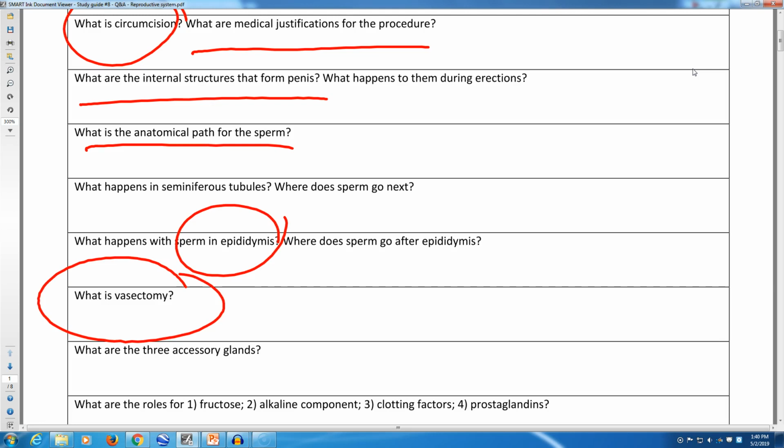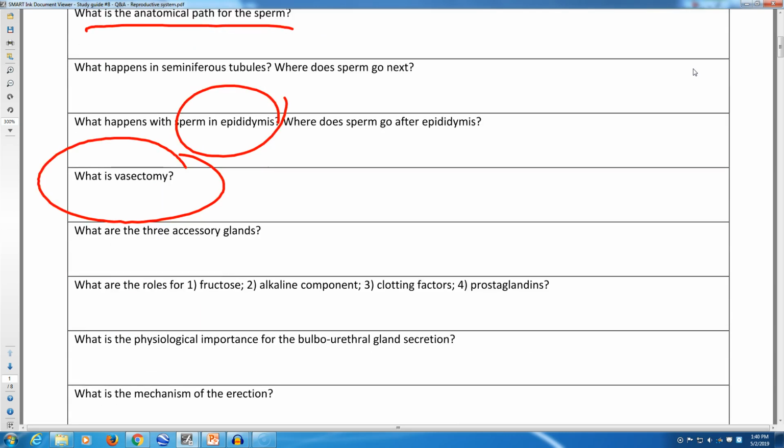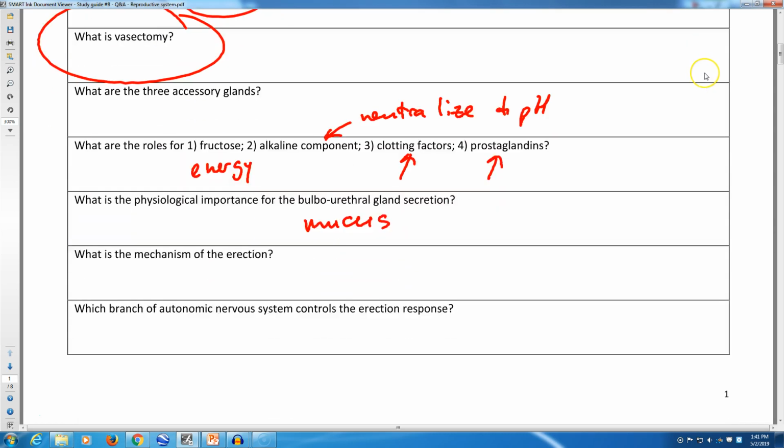3 accessory glands: seminal, prostate, and bulbourethral. Fructose in the semen provides energy, and there is an alkaline component to neutralize acidic urine. Clotting factors clot the sperm upon entrance into the vagina. Prostaglandins stimulate vaginal contractions to propel sperm towards the uterus. Bulbourethral gland produces mucus that lubricates the glans penis.